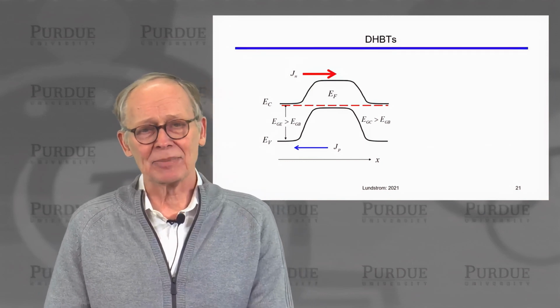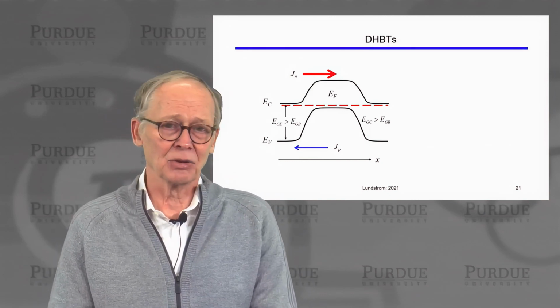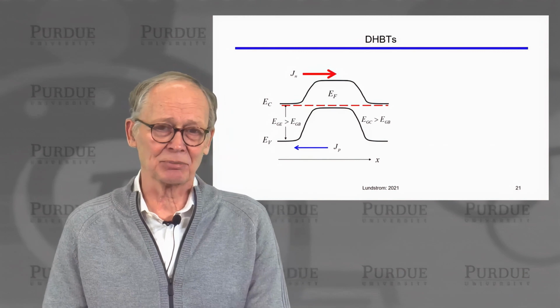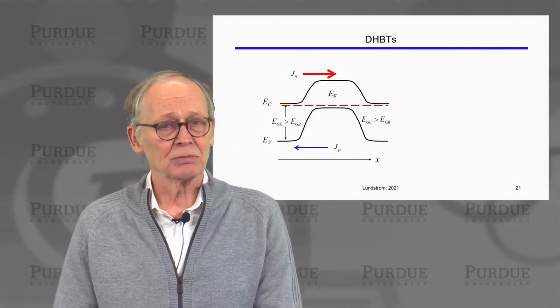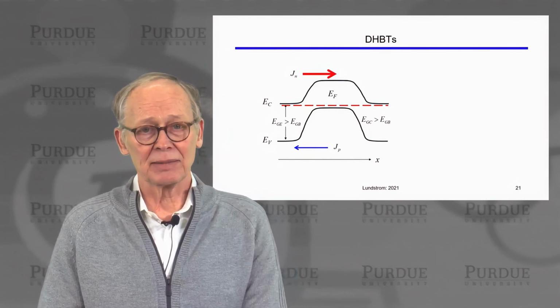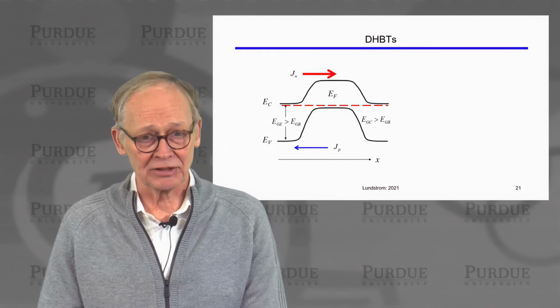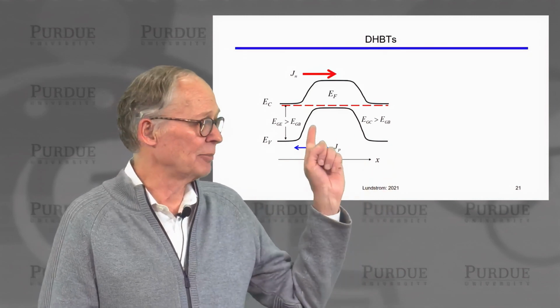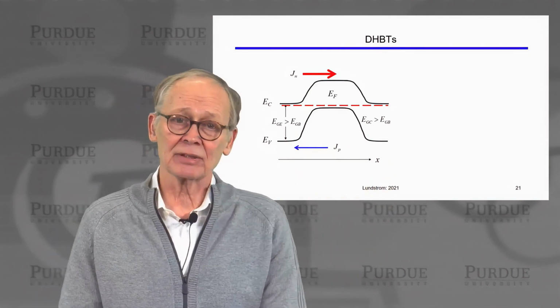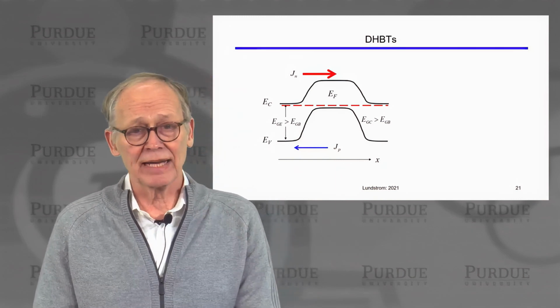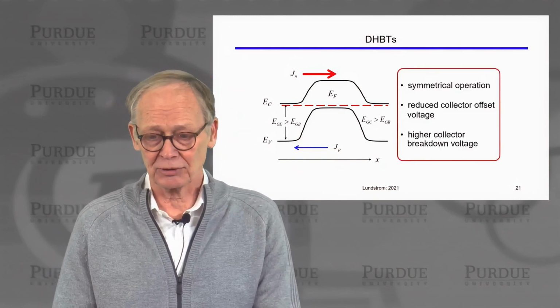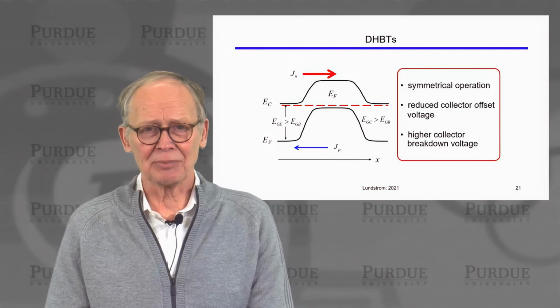Now, that wide bandgap emitter means that the device is no longer symmetrical, and that can be a problem from time to time. So sometimes you'll find bipolar transistors that are called double HBTs. There's a wide bandgap emitter and a wide bandgap collector, and when you do that, the device is more symmetrical. So we get symmetrical operation.